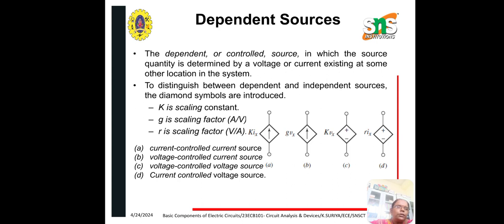We can distinguish between the dependent and independent sources with the help of the symbol, where for dependent sources you will be using a diamond symbol to represent it, and for independent sources, you will be using a circular symbol. Here K represents a scaling constant, G is a scaling factor, and R is also a scaling factor. G is A by V and R is V by A.